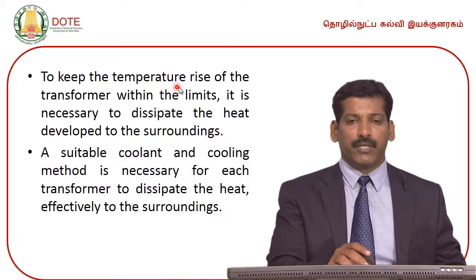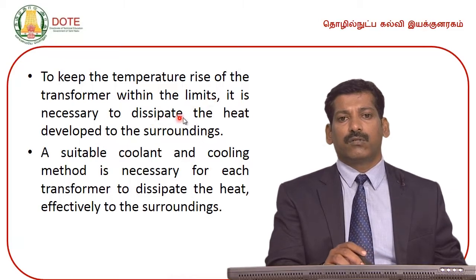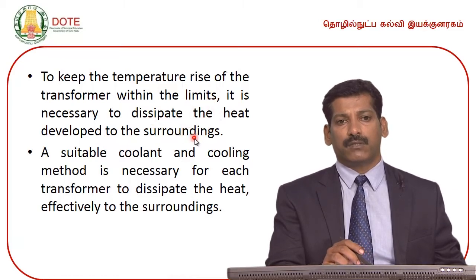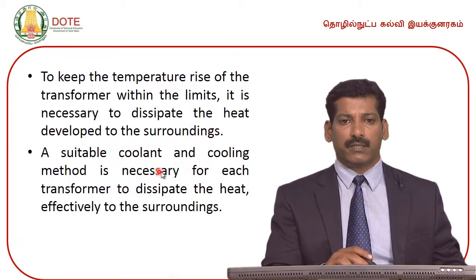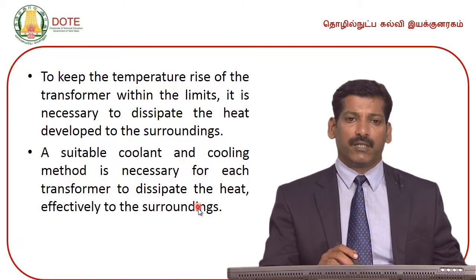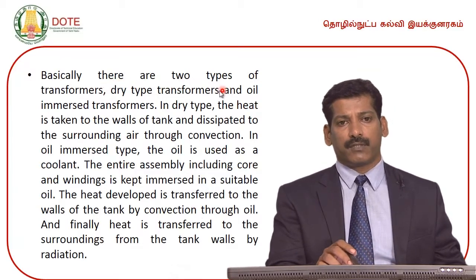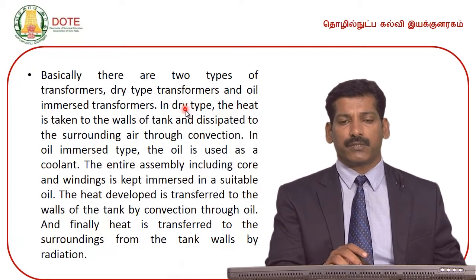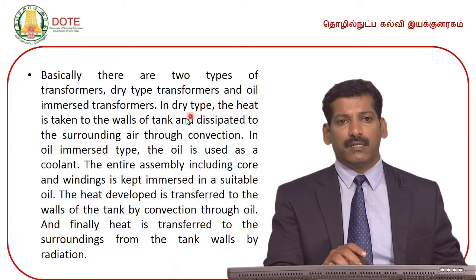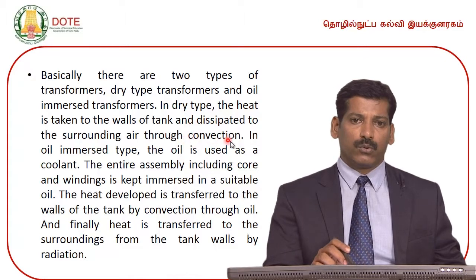To keep the temperature rise of the transformer within the limits, it is necessary to dissipate the heat developed to the surroundings. A suitable coolant and cooling method is necessary for each transformer to dissipate the heat effectively to the surroundings. Basically, there are two types of transformers, dry type transformers and oil immersed transformers. In dry type, the heat is taken to the walls of the tank and dissipated to the surrounding air through convection.